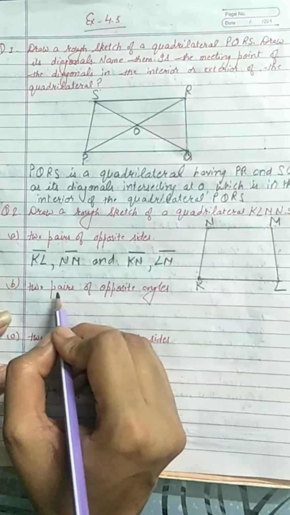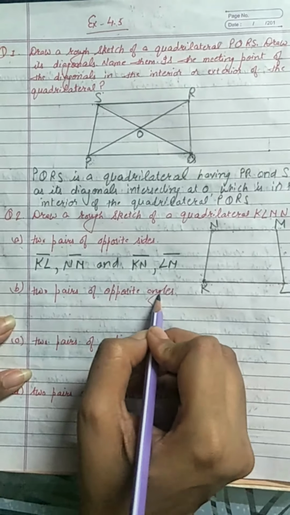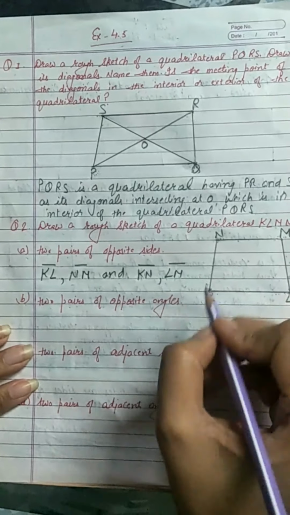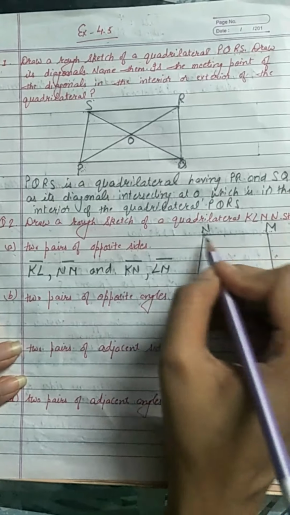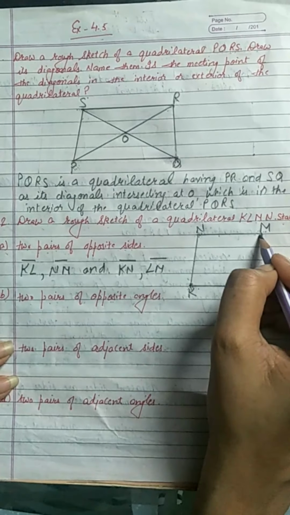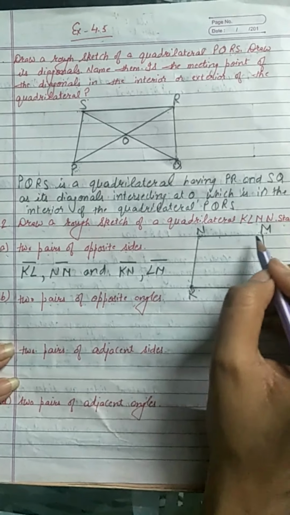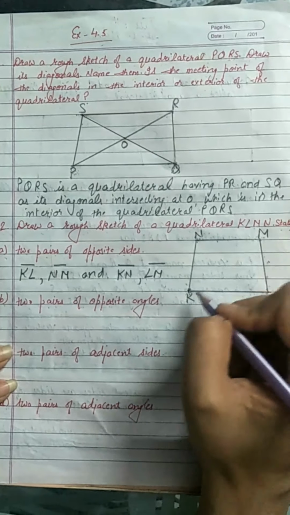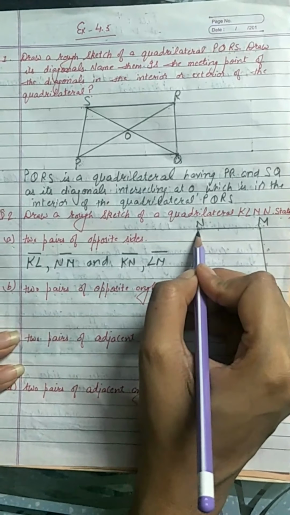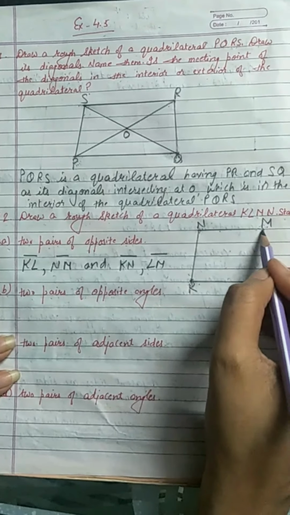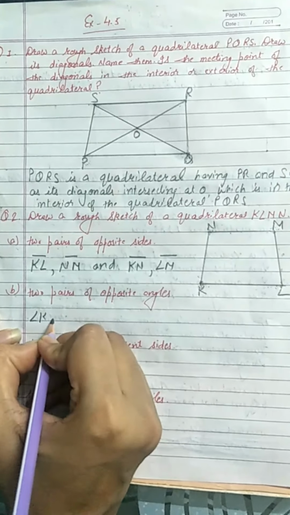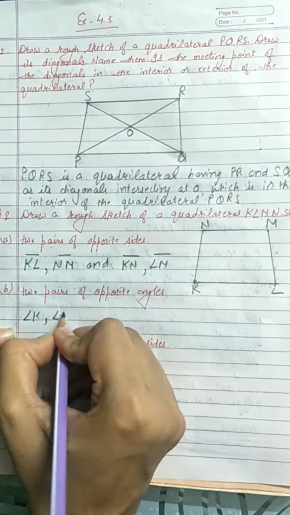Now see B part, two pairs of opposite angles. Now we have to write two pairs of opposite angles. You can see KLMN, there are four angles. This angle K is opposite to angle M. So we can say that angle K and angle M are opposite to each other. Similarly, angle L is opposite to angle N. So the first pair is angle K, angle M. So we'll write here angle K, angle M. This is the first pair.